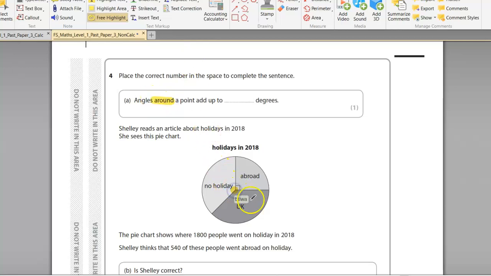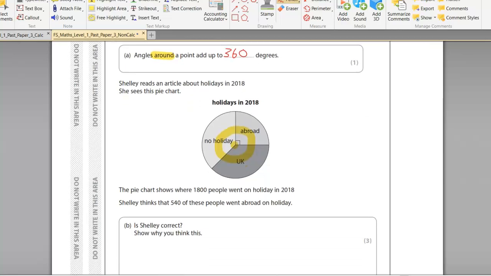So if this is the point in question, so this central point on this pie chart, and we've got these three angles, well, of course, those three angles put together form a circle, don't they, as we can see? And of course, circles have 360 degrees. So when it says angles around a point, what it's really getting at is that there are 360 degrees in a circle. So those three angles added together have got to add up to 360.